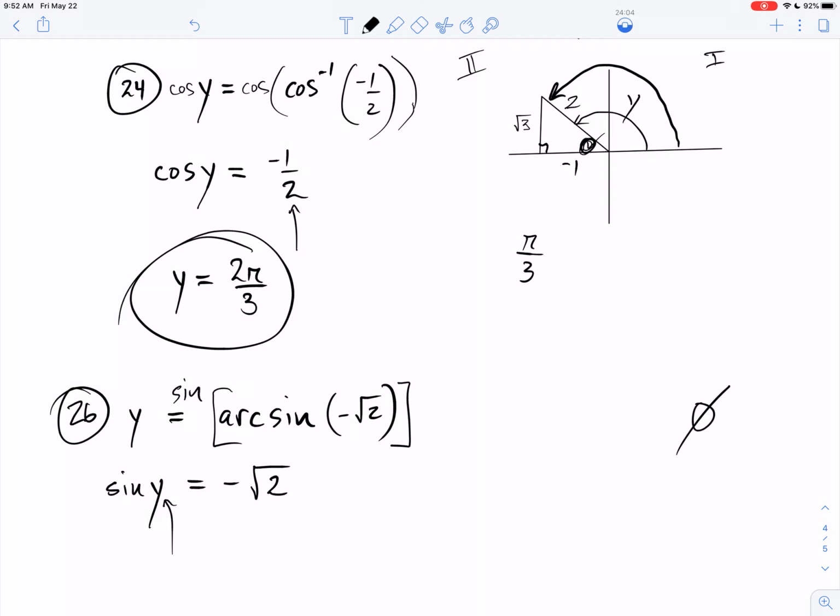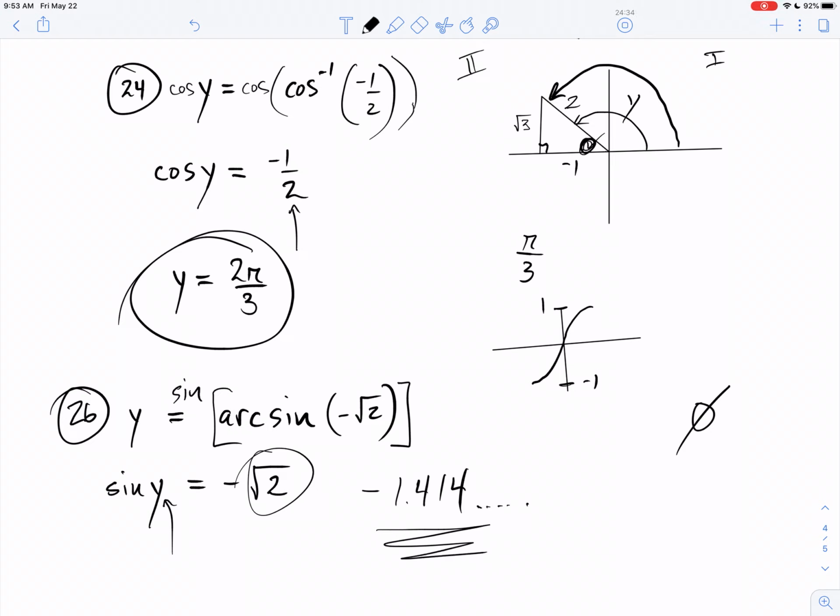Where am I supposed to look for answers for sine? I either look in quadrant 1 or 4, or I think of what the graph looks like. And if I think about the graph looking like this, remember the lowest value that will come out of this is negative 1. The highest value that will come out of this is positive 1. If you grab your calculator and you punch it in, this value is going to be negative 1.414, blah, blah, blah. Sine will never go below negative 1. You can't take this angle.